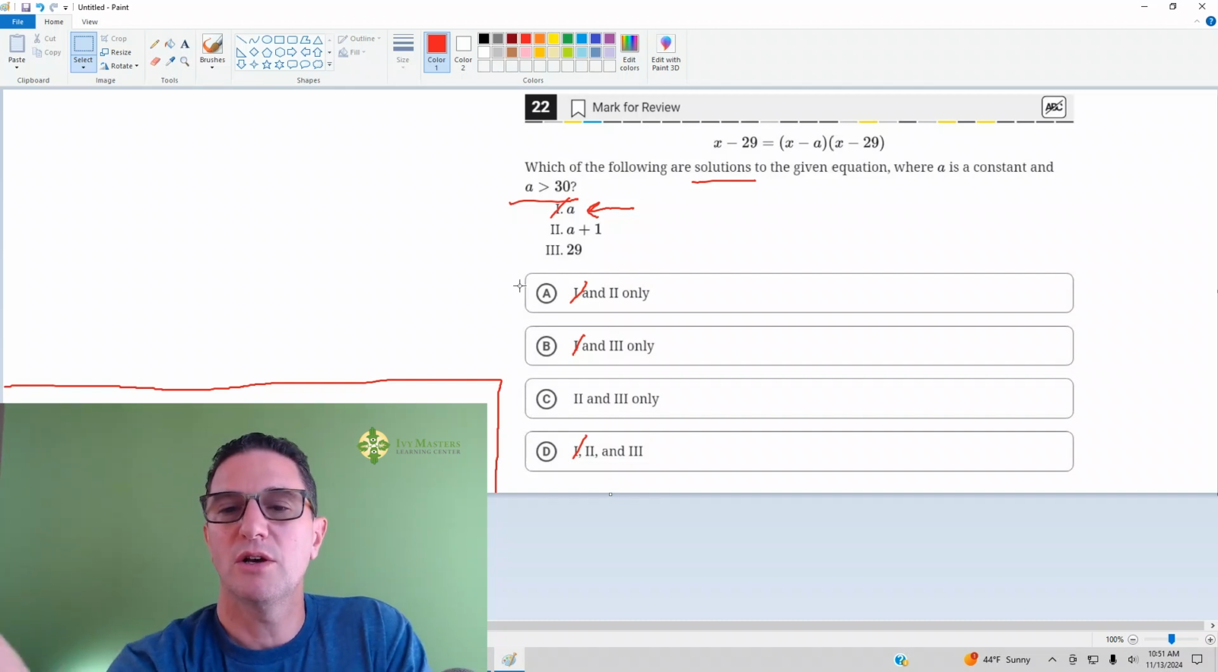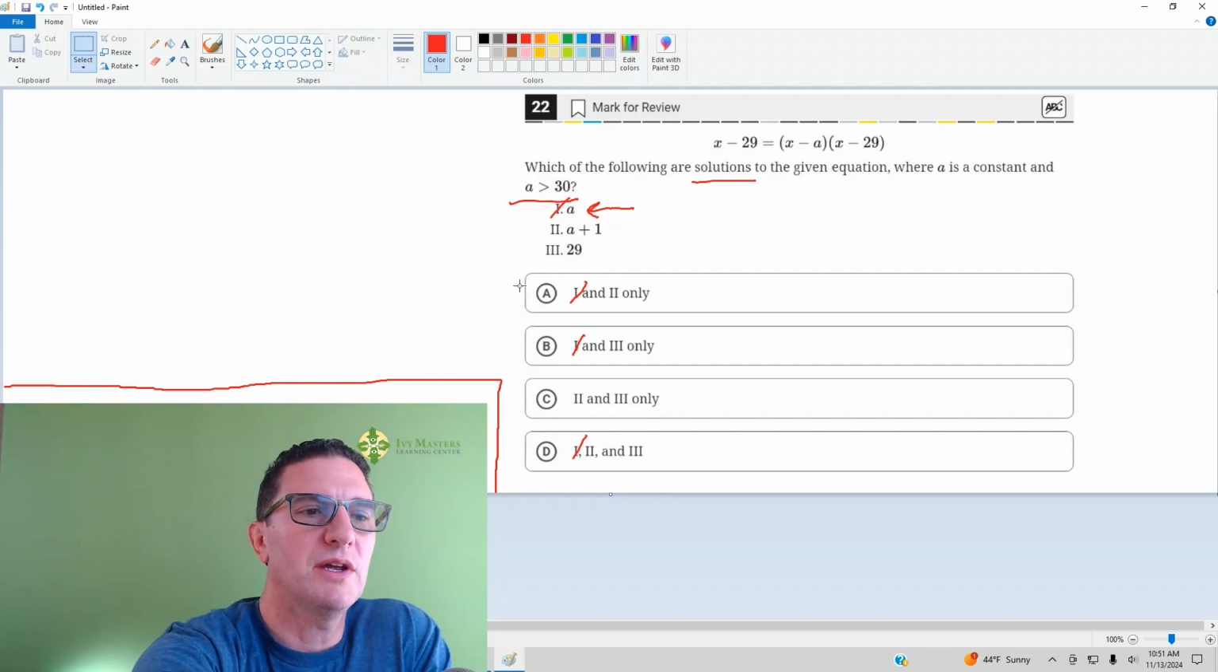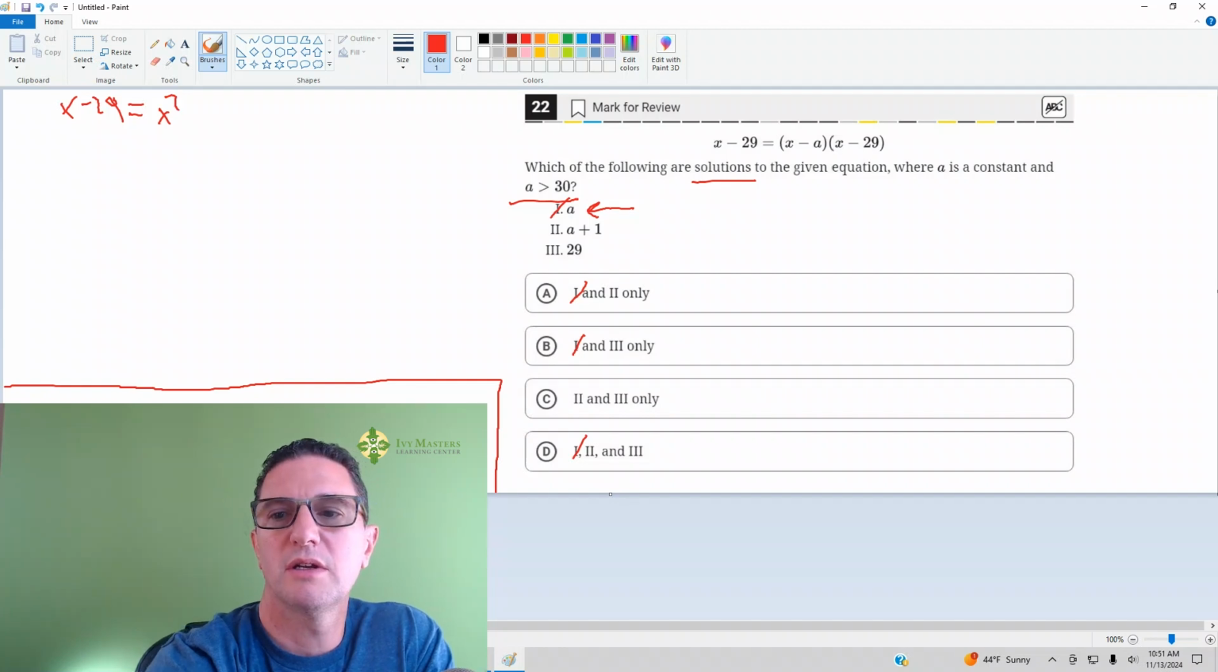algebraically. So what would I do? You could FOIL the right side. So then I get x minus 29 equals, I get x squared. And outsides I get minus 29x. Insides I get minus ax. And then for the last term I get plus 29a.